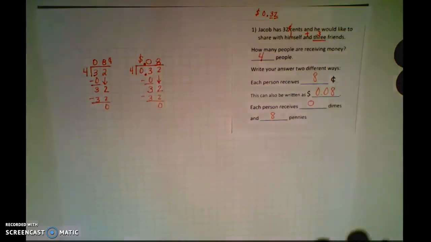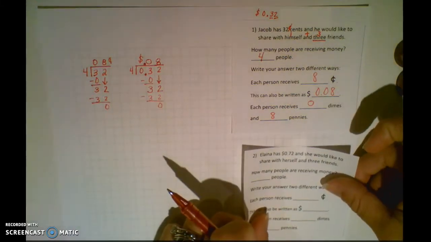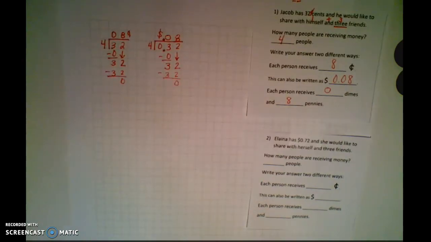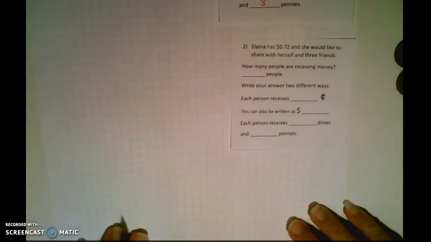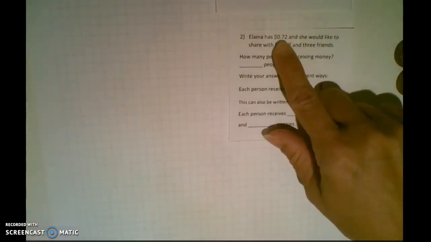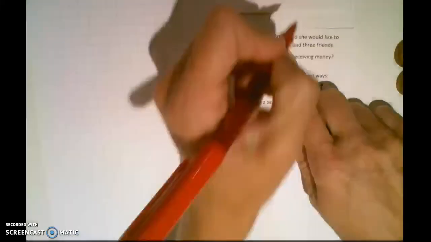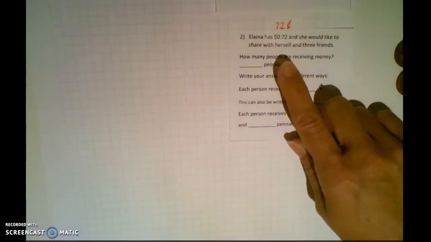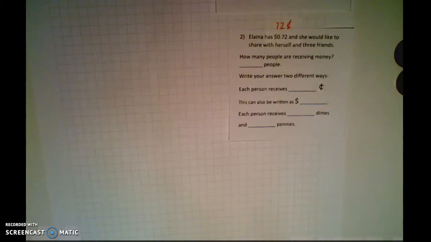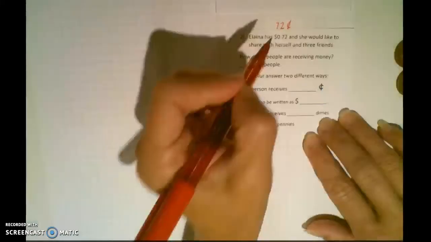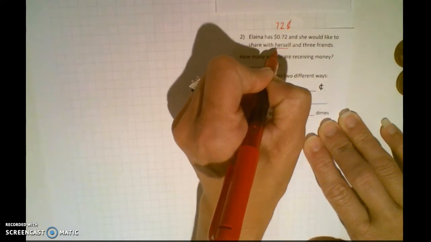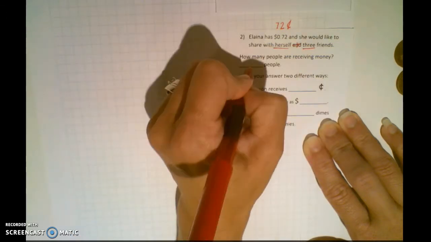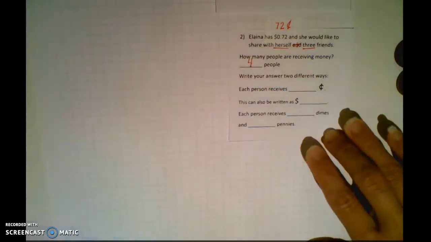Okay, let's look at our next problem and see if it'll help us to make some more observations. So here we've got Elena, and Elena has 72 cents. Now this one's written with a dollar sign. If I wanted to write it with the cent sign, I can drop the decimal, but I put the little cent sign at the end. She would like to share it with herself and 3 friends. So how many people are there? There's herself and 3 friends. So altogether, that is 4 people.